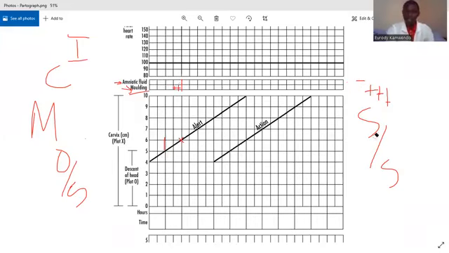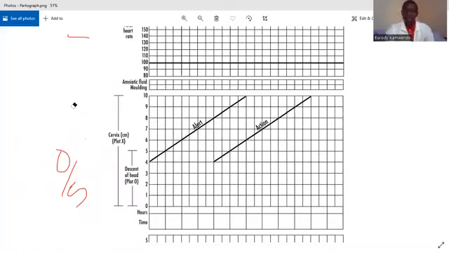Okay, so let me just wrap this so that we have a clean working area. Okay, so we can move on to the next parameter.